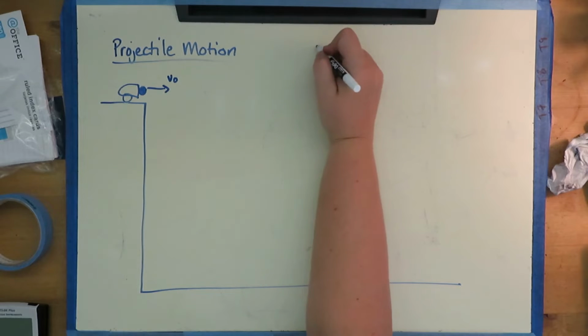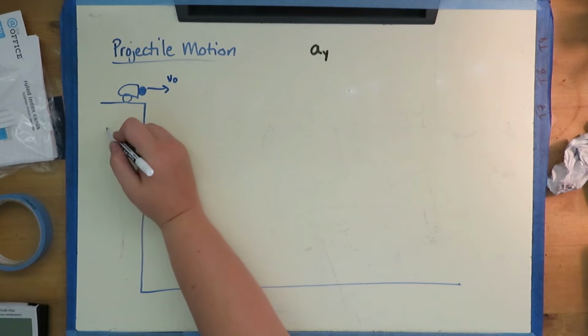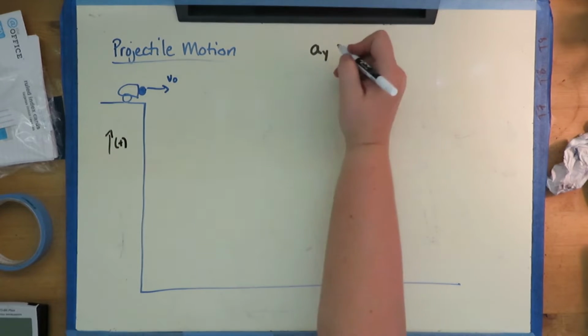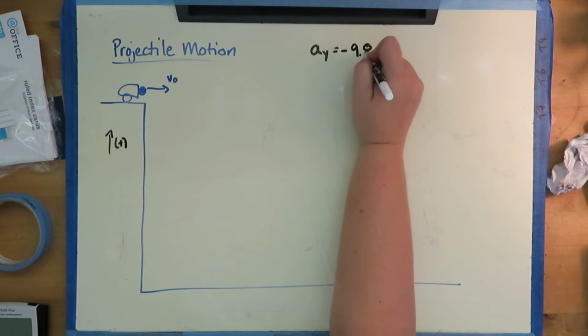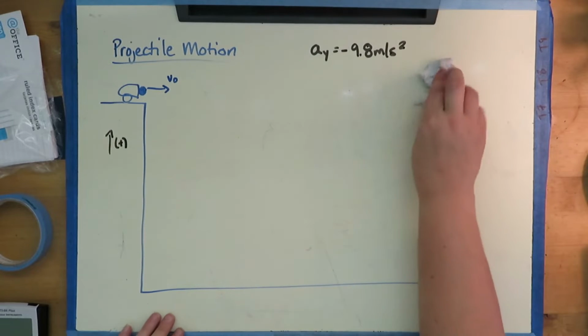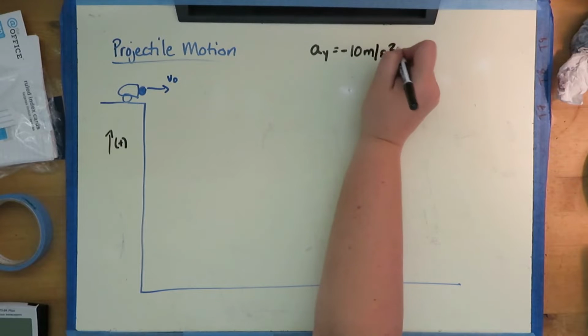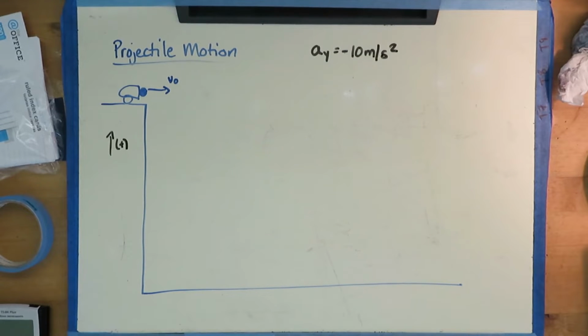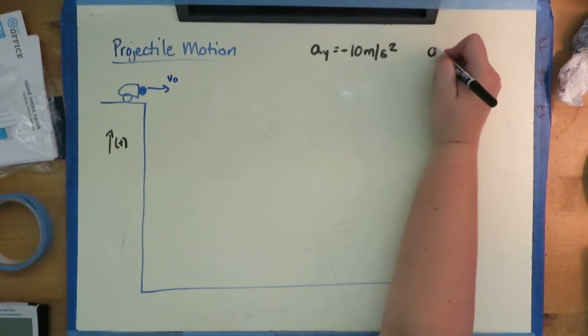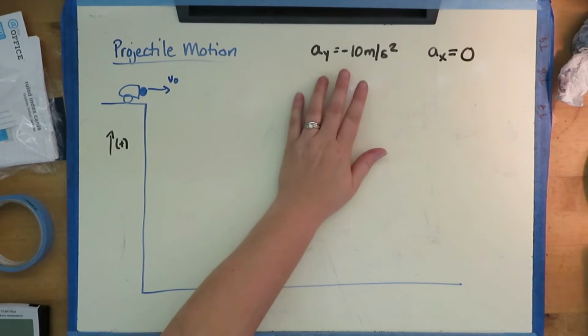I'm going to define my downward direction as negative, so my upward direction is positive. So my acceleration here is going to be negative 9.8 meters per second squared. And actually, I'm going to do this with just 10, to simplify this down. So my acceleration due to gravity is approximately negative 10 meters per second squared, because it's in the downward direction. In all of these cases, the only force acting is gravity, and gravity acts in the vertical, so the only acceleration I have is in the vertical.